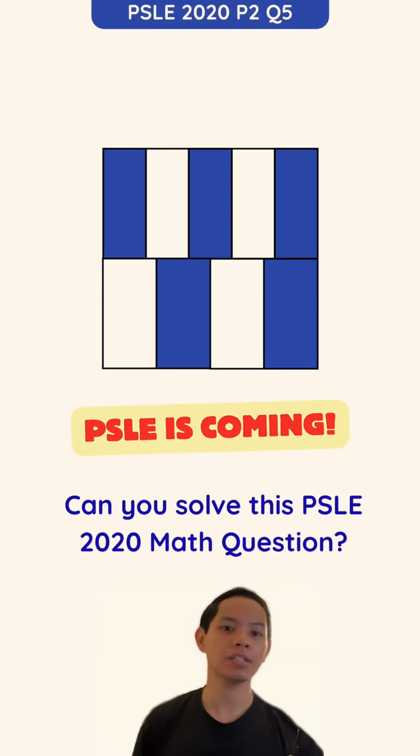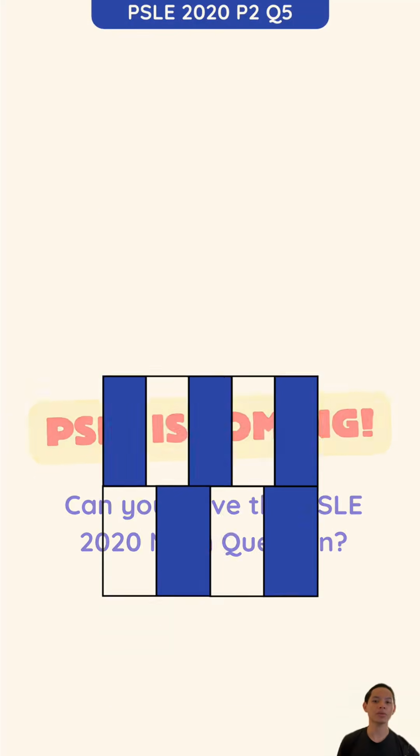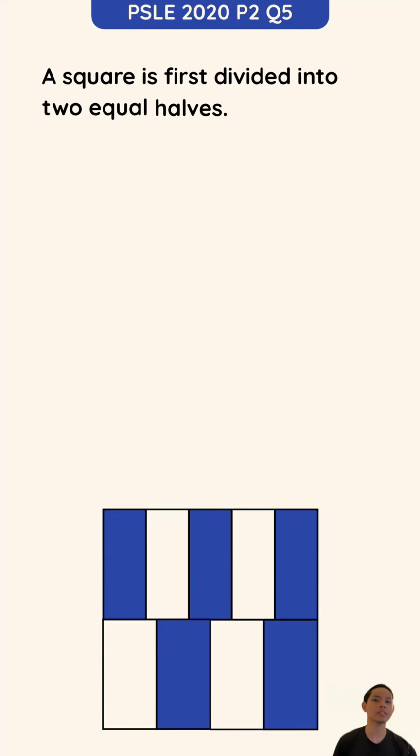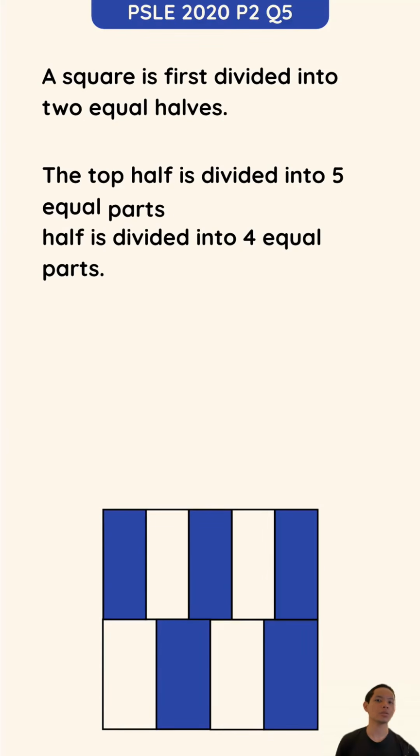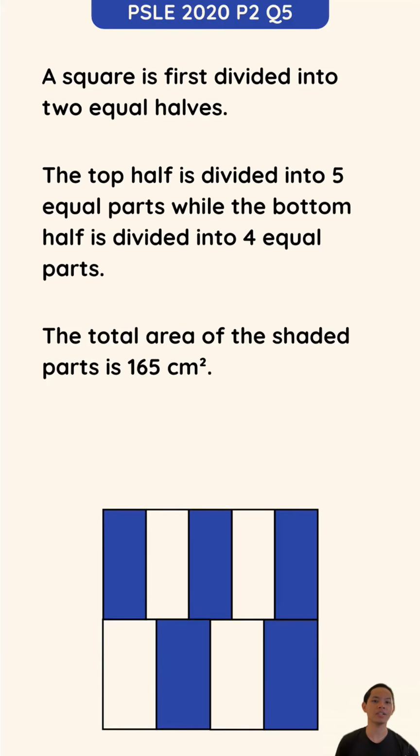PSLE is coming. Can you solve this PSLE 2022 math question? And the question goes, a square is first divided into two equal halves. The top half is divided into five equal parts, while the bottom half is divided into four equal parts. The total area of the shaded part is 165 centimeters square. What is the area of the square?